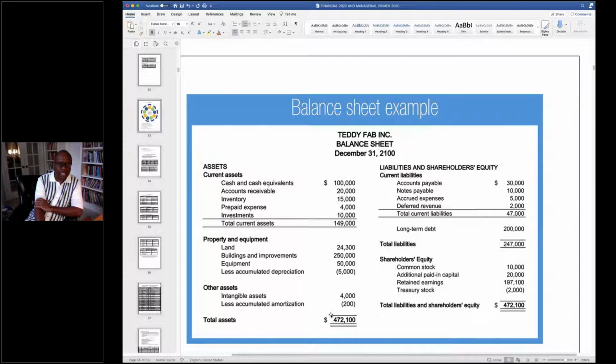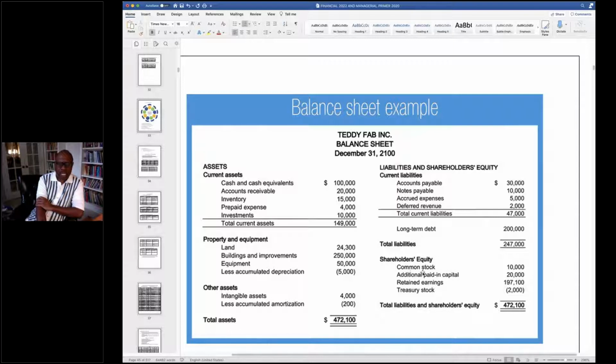For the total assets, the liabilities, you've got to separate those between the current, and here they have long-term debt, total liabilities. So we're always separating between current assets and property, plant, and equipment, current liabilities and long-term debt.